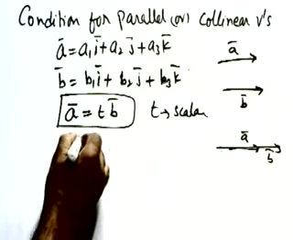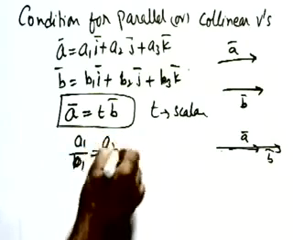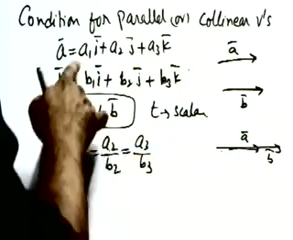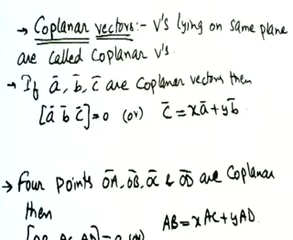Or we can use this formula also: A1 by B1 equals A2 by B2 equals A3 by B3, where vector A is this one and vector B is this one. So for collinear or parallel vectors, we can use these two conditions: vector A equals t times vector B, where t is any constant, or A1 by B1 equals A2 by B2 equals A3 by B3.